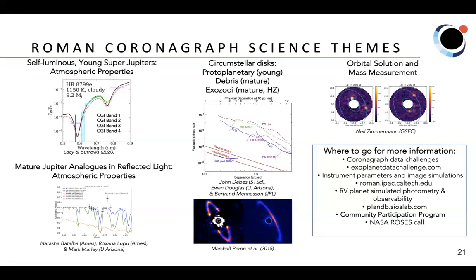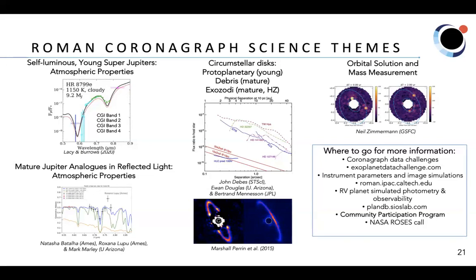I always show when I give public talks that awesome animation of HR 8799, where you can observe the 4 planets orbiting around its star in real time over 7 years. And hopefully we'll get long baseline observations like that with CGI and be able to actually watch extrasolar solar systems in real time, which would be pretty cool.